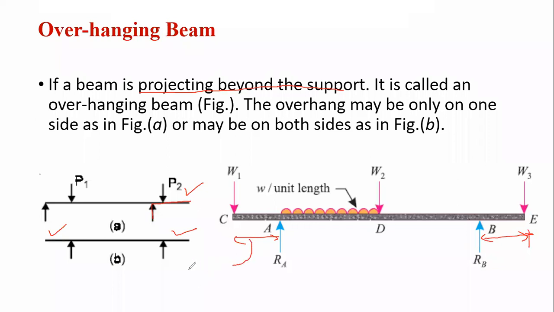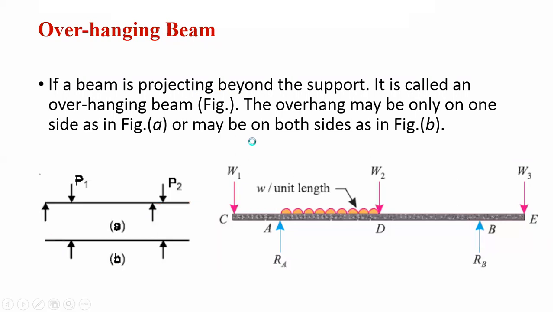This part is called overhang. This projected part is called overhang. It may be provided to both sides or to one of the sides. And the support may be a simple support, a roller support, or a hinge support. Support may be of various types, but the projected part is called overhang. That's why this type of beam is called an overhang beam, and the overhang may be for one side or for both sides.